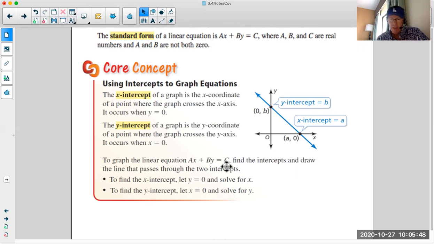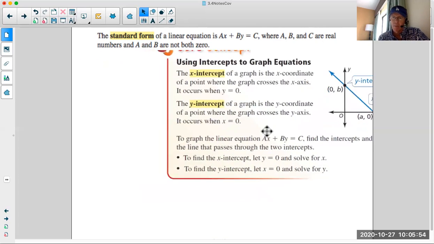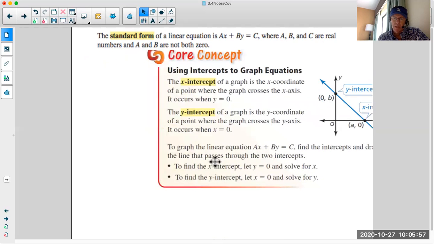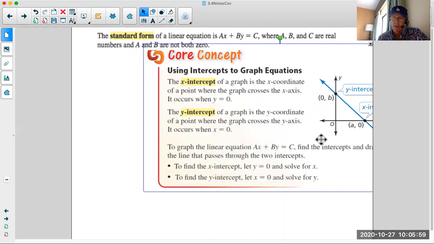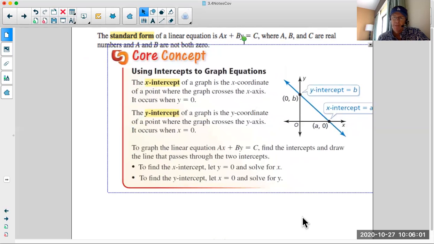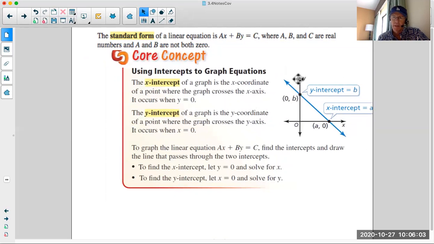To find the y-intercept, what do you do? You set x equal to 0, right? Because remember, it's always going to be a point that crosses the y-axis, which means the x is going to be 0. Oops, sorry about that. Let me move this over so you can see it. So if I plug in x = 0, this goes away, and I just have by = c, which means that the y-intercept is going to be c over b, okay?